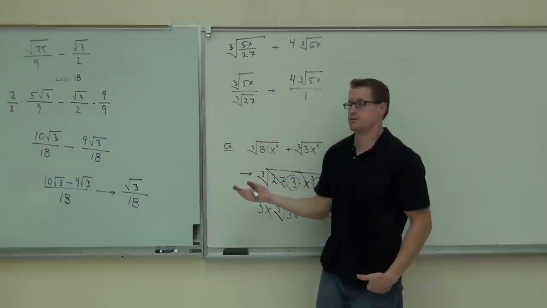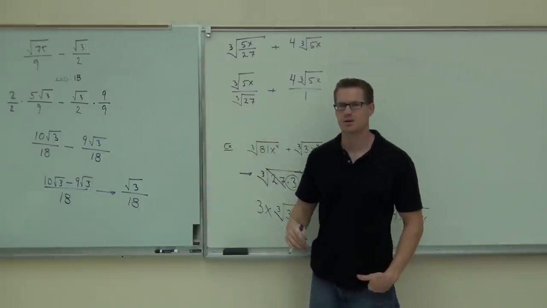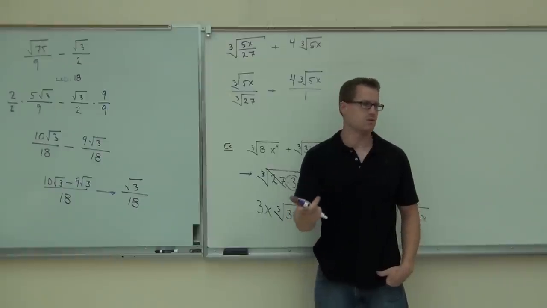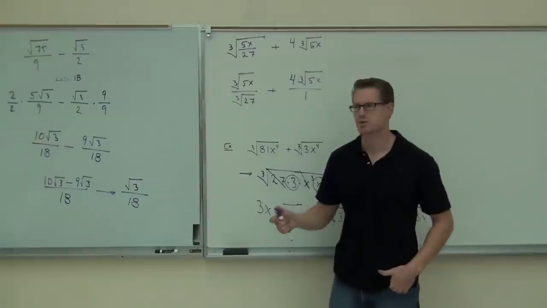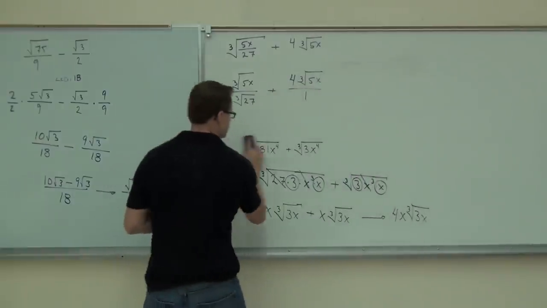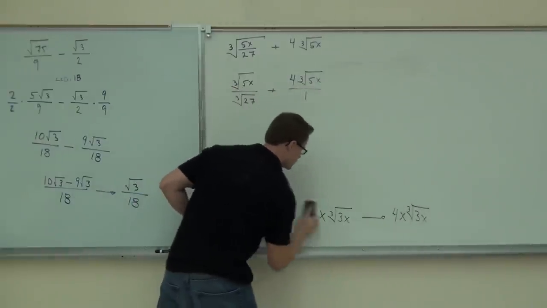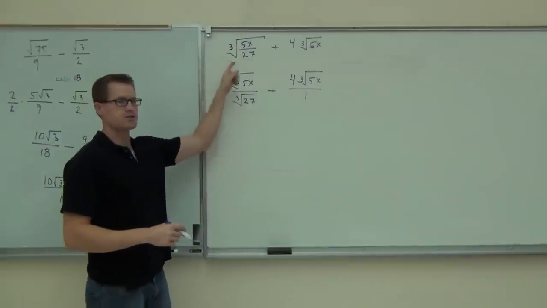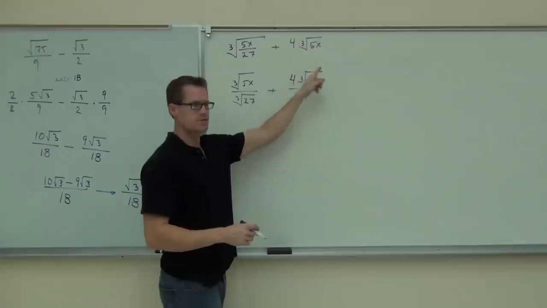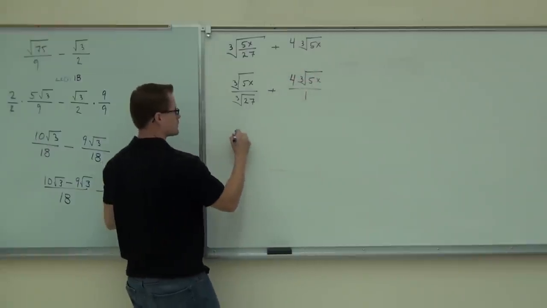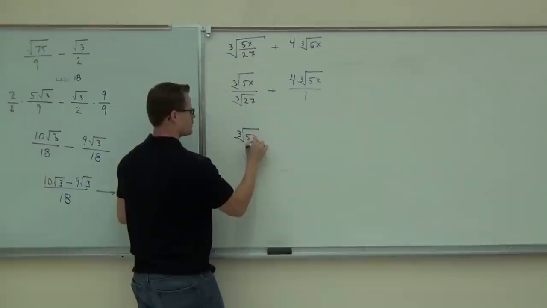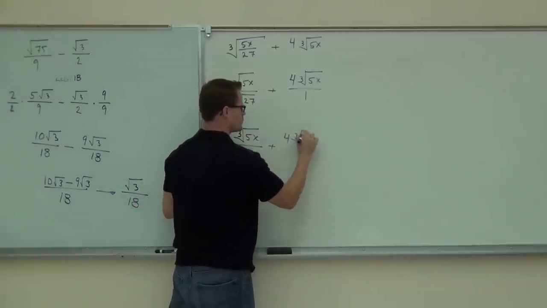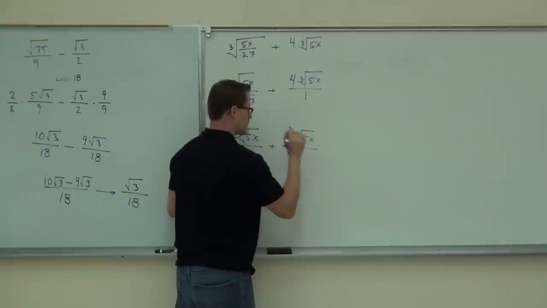What's the common denominator? I don't know. Cube root of 27? It's kind of hard to deal with. Can we do the cube root of 27, though? Yeah, 3. We can do 3. 3 is a lot easier to deal with than the cube root of 27. So instead of the cube root of 5x, we'd look to simplify that too. We can't. We're going to have the cube root of 5x over 3 plus 4 cube root of 5x over 1.